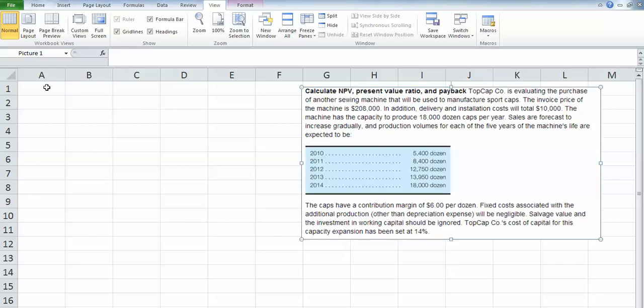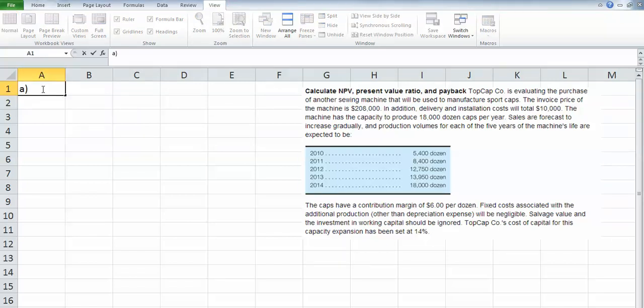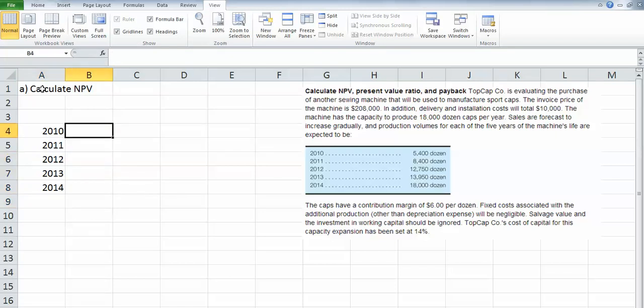So the first part, part A, asks us to calculate NPV, our net present value. So let's start by looking at the years that we have here. I'm going to come down one: 2010, 2011, 2012, 2013, and 2014. I'm just going to enter in the sales there: 5,400 dozen, 8,400, 12,750, 13,950, and 18,000.